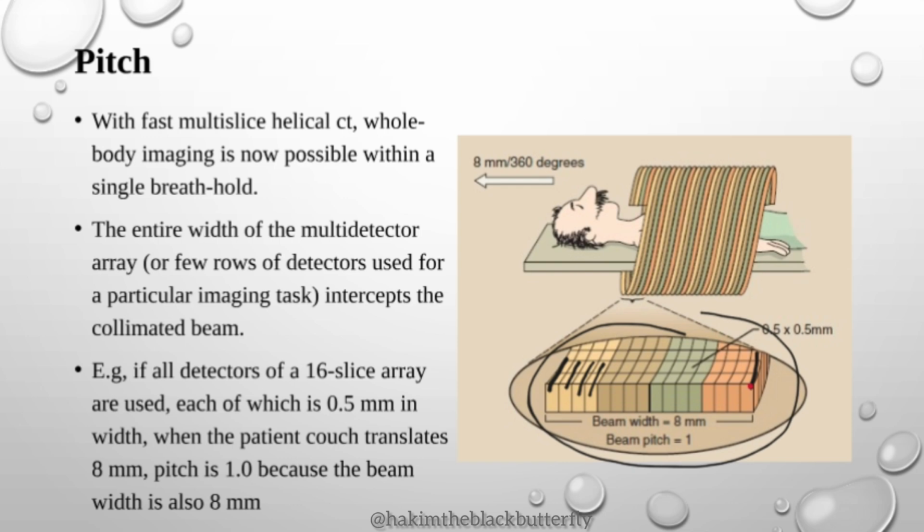So that means that if you command your system to reconstruct, for example, if a single row of the detector has a thickness of 0.5 millimeters, and each row is creating its own slice, the thickness of those slices will also be 0.5 millimeters each.